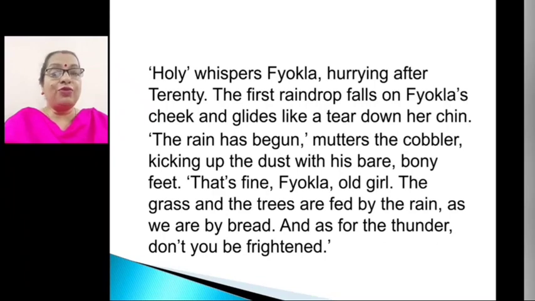The first raindrop falls on Foikla's cheek, and the rainfall starts. But Terenti, in a fatherly way, tells Foikla not to be afraid of the rainfall. He explains that as human beings need bread to eat, in the same way the grass and trees also need rain. He also adds that she should not be frightened of the thunder.